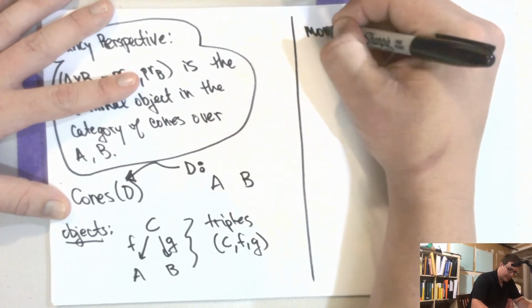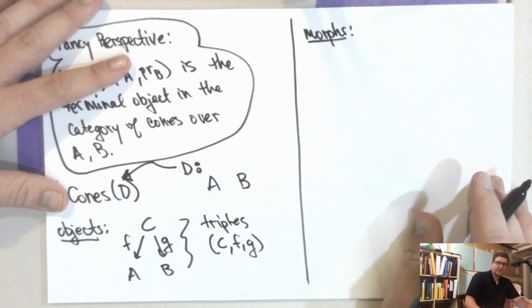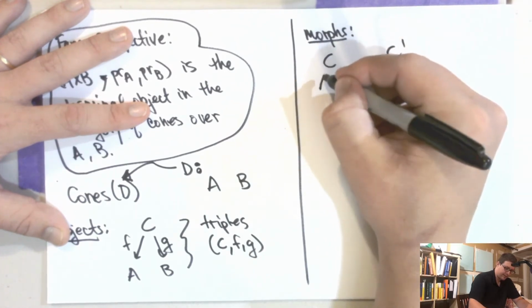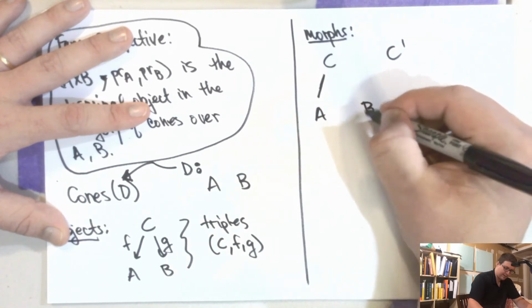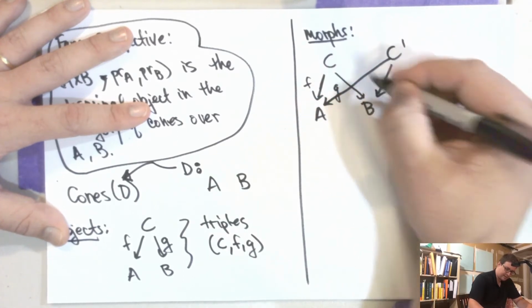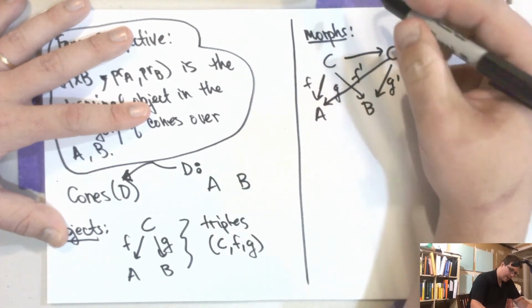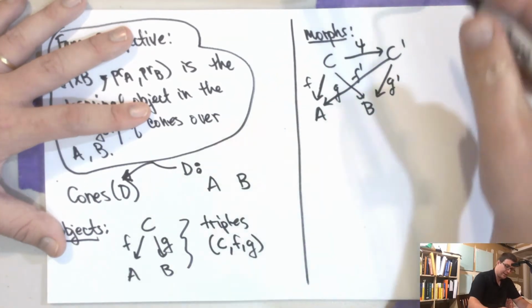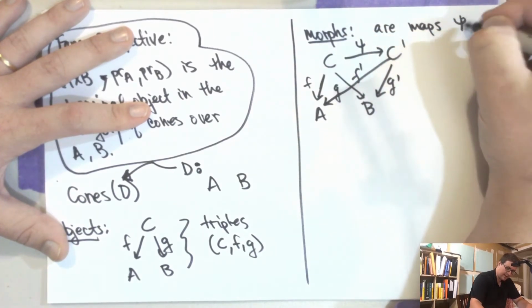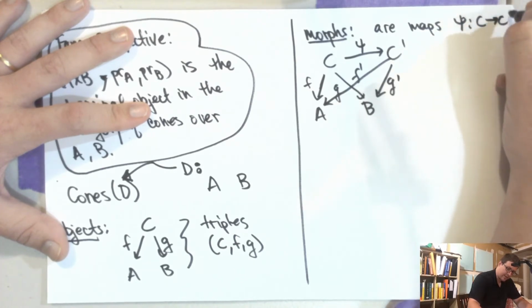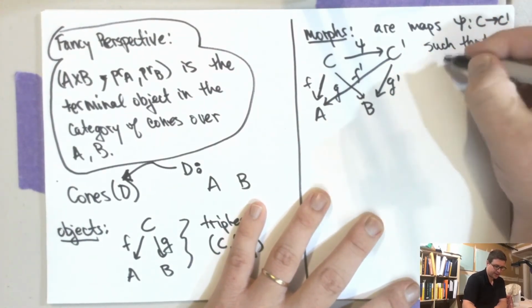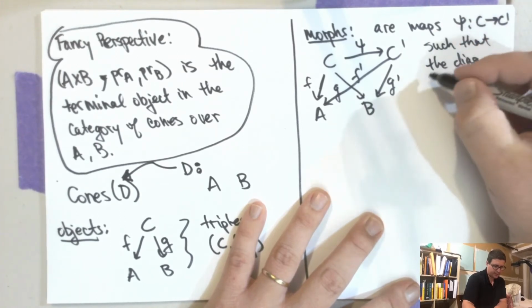And then morphisms in this category, right? What are morphisms in this category? They look like this. Here's C, here's C prime. We have A, B here, and we have an F and a G like this. But now we have some F prime and some G prime. So they are collections of psi's. So morphisms are maps psi from C to C prime, so these are morphisms in our category C, such that the diagram to the left commutes.